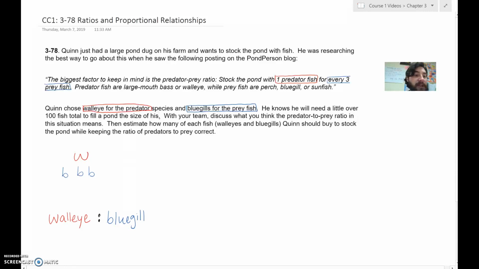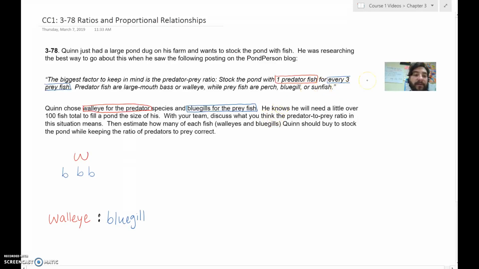The real problem was 1,000 fish. I took off a 0 just to simplify things here. Just conceptually, I wanted to get the point, so I thought it'd be fine if we just made it 100. The problem in the book is actually 1,000 total fish. So here we go. He's using the walleye as the predator fish and the bluegills as the prey. I'm going to do this in a couple ways, one visually, and then one using giant 1 and equivalent ratios.